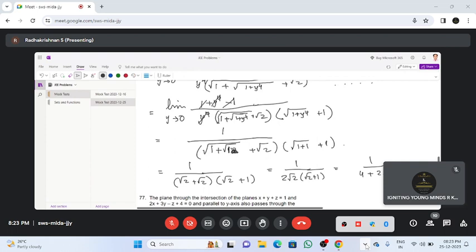Plus 1. 4 root 2. I think something is wrong. Plus 1. Okay. Square root of 1 plus 1.